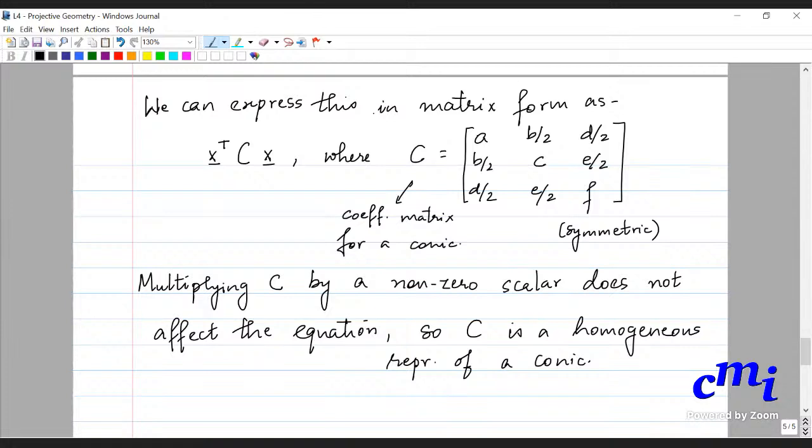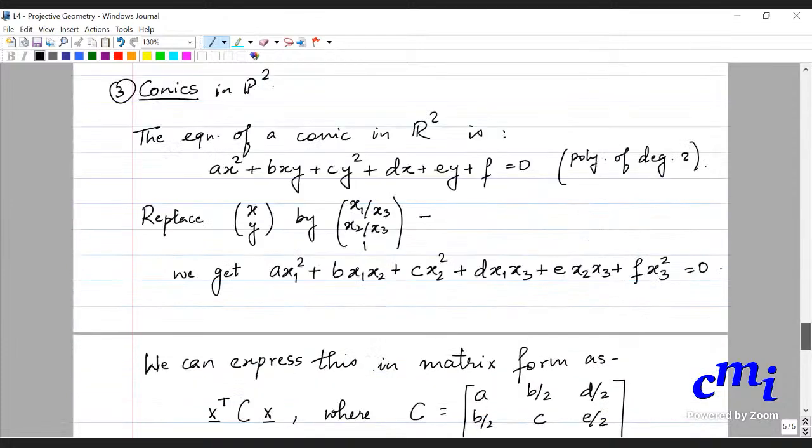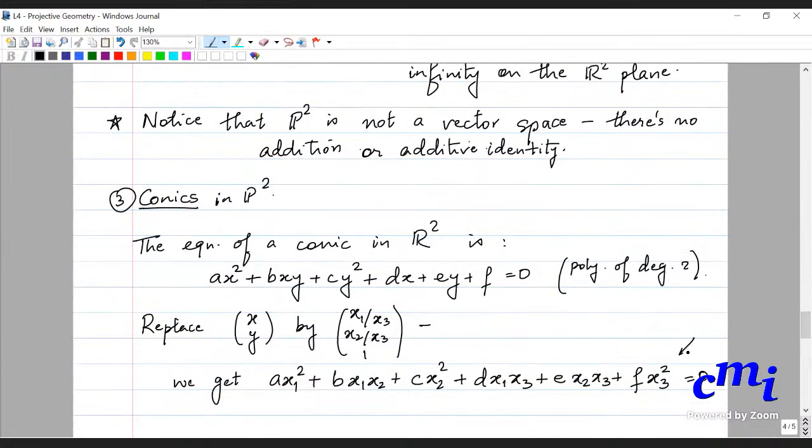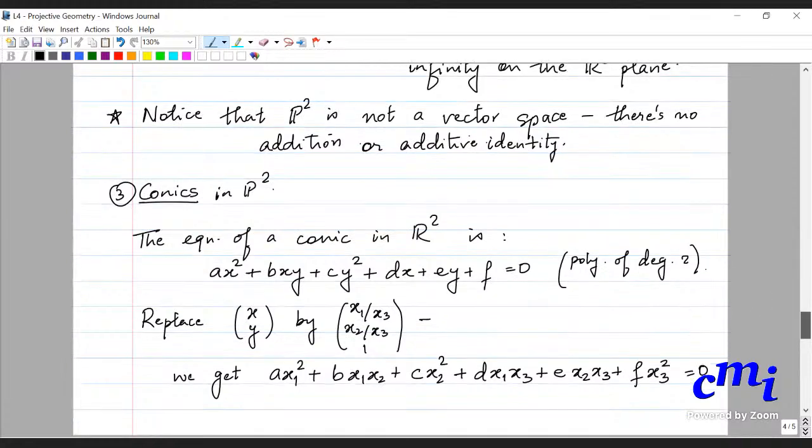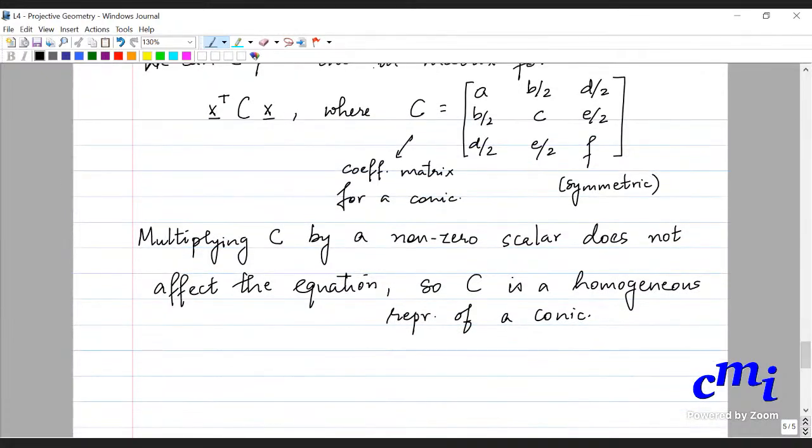How many degrees of freedom are here? If you have an equation like this, then the number of degrees of freedom is the number of scalars minus 1. Because if you knew A, B, C, D, E, you could calculate F. Or if you knew any 5 of these, you could calculate the last one. So the conic has 5 degrees of freedom, which means if 5 are known, the 6th can be found.